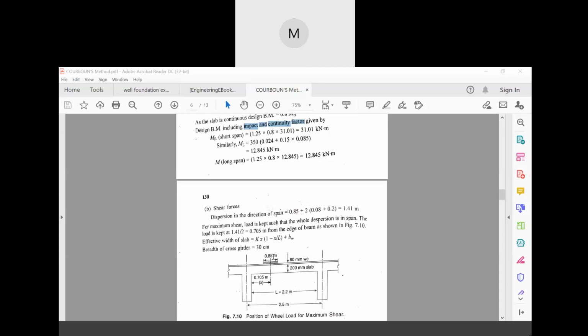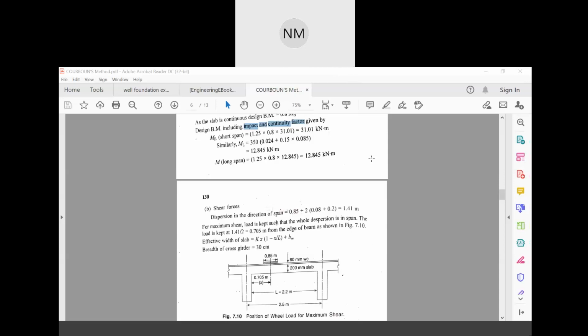Now, this is a particular T-beam bridge. And in the previous classes, we just discussed slabs, simple slab designs. That is why in the dead load part, we did not consider any impact and continuity there. But here we'll have to consider impact and continuity. I hope this is clear.